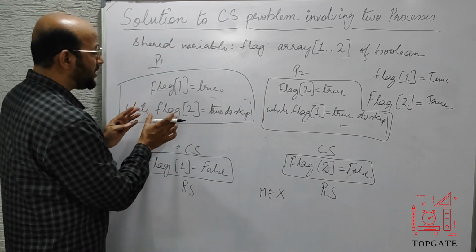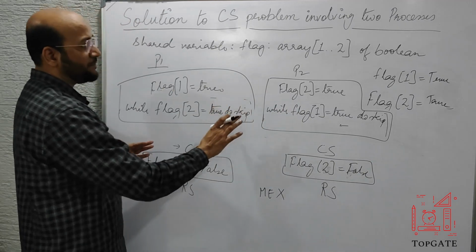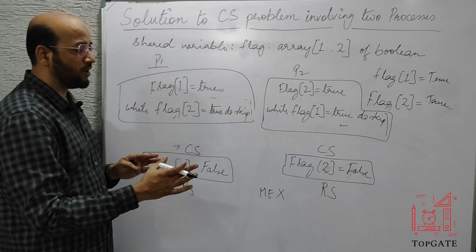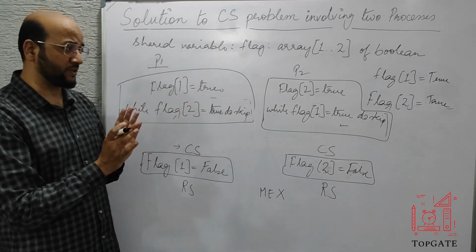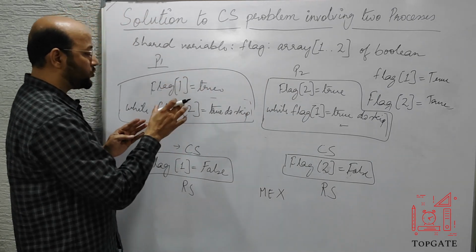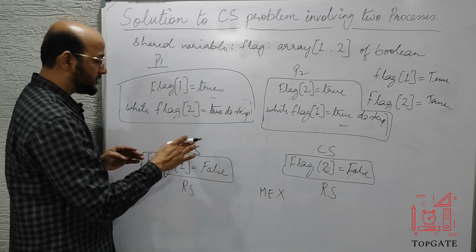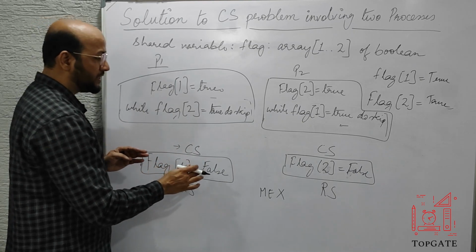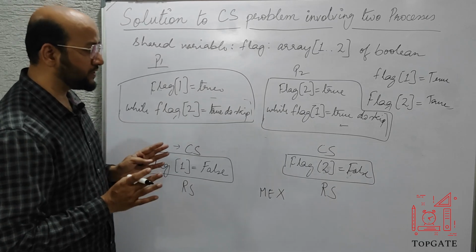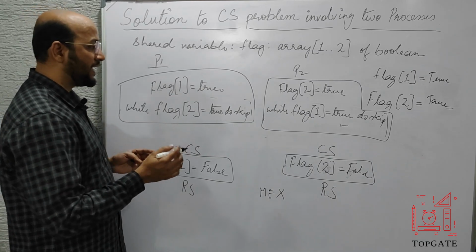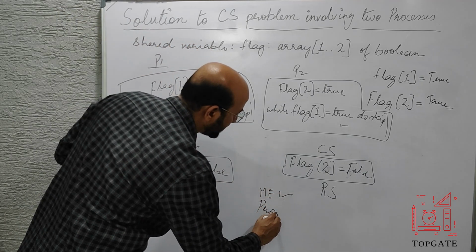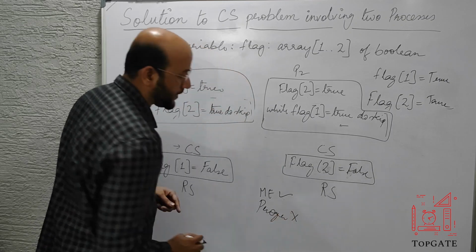So indirectly, P1 is dependent on P2: P2 should go to the critical section and set the value of flag 2 to false, and only then can P1 go to the critical section. And P2 is indirectly dependent on P1: P1 should go to the critical section and change the value of flag 1 to false, and only then can P2 go to the critical section. So this is not progress. The system is not able to make progress. Hence, mutual exclusion is satisfied in this case, but progress is not satisfied.